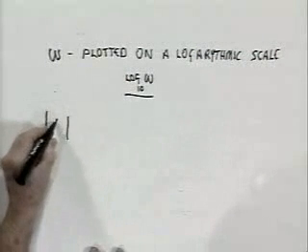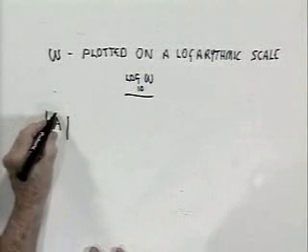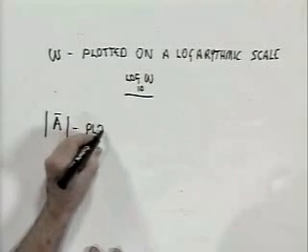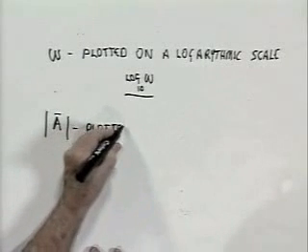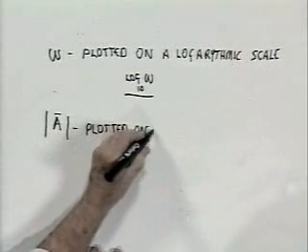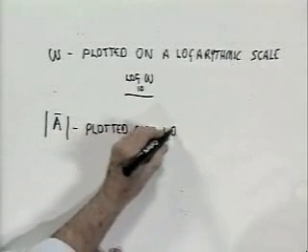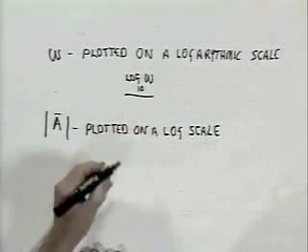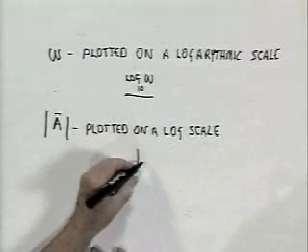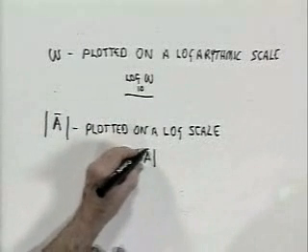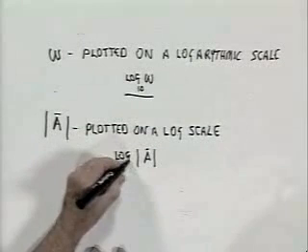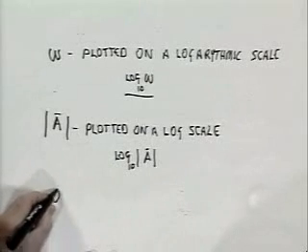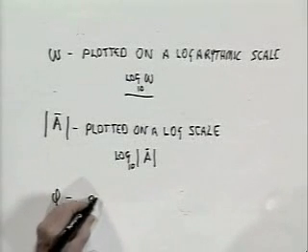Magnitude of A, the magnitude of the complex number, is also plotted on a log scale. That is, we will plot magnitude of A as log magnitude of A in base 10. The angle, phi, is plotted on a linear scale.